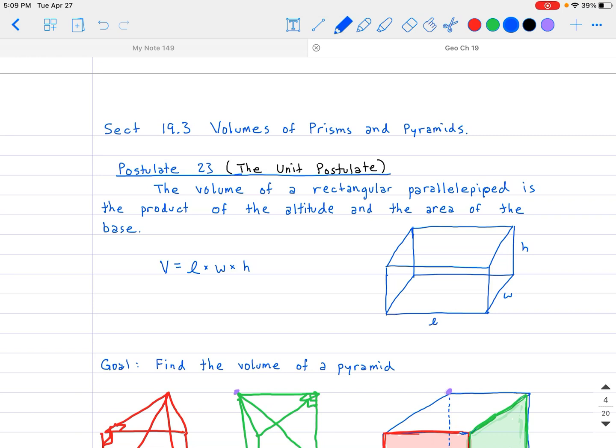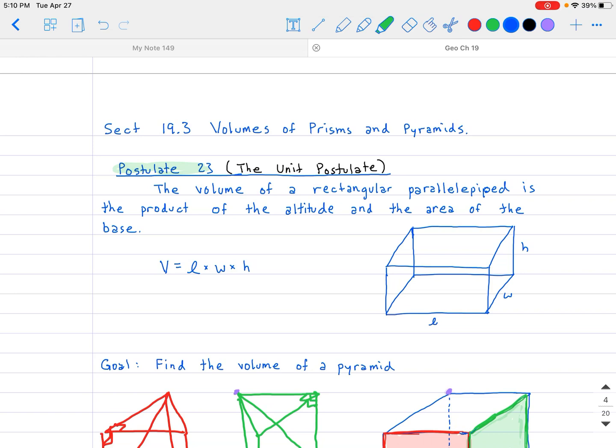So first, we're going to have to define what a volume is, even though for the most part, we know what it is. So here is postulate number 23, which is called the unit postulate. This should look somewhat familiar because a while back we did the same thing, a unit postulate for when we find the area of something that is two-dimensional.